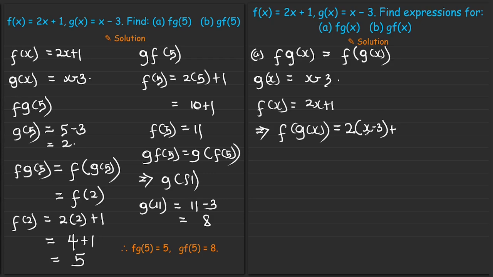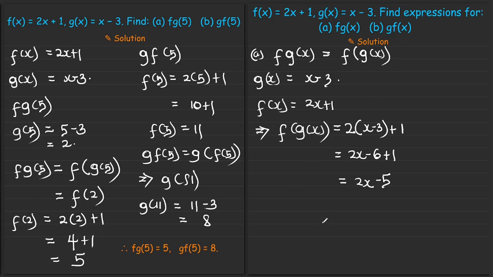Then plus 1. Then we do our necessary simplification. 2 times x and then 2 times negative 3. That gives us a 2x minus 6 and then plus a 1. This one simplified, we have a 2x then minus 5. This is the general expression for what? F of g of x.